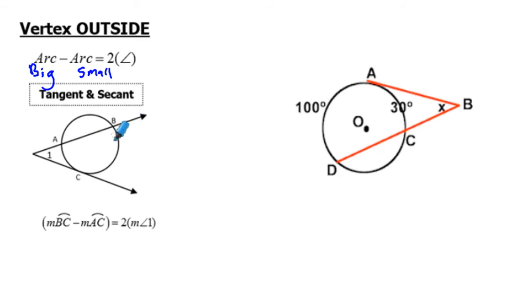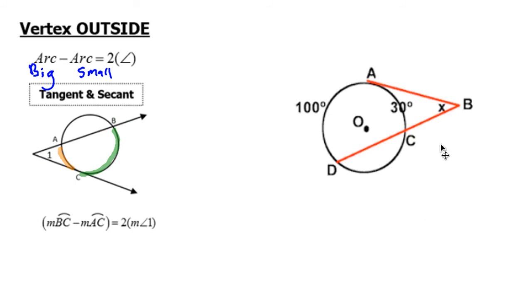Now when I say arc minus arc, if this was our example here, we would say the arcs that are caught in between the angles. So it would be arc BC, and then it would be arc AC. This is the bigger arc, so it would be BC minus AC equals 2 times the angle.